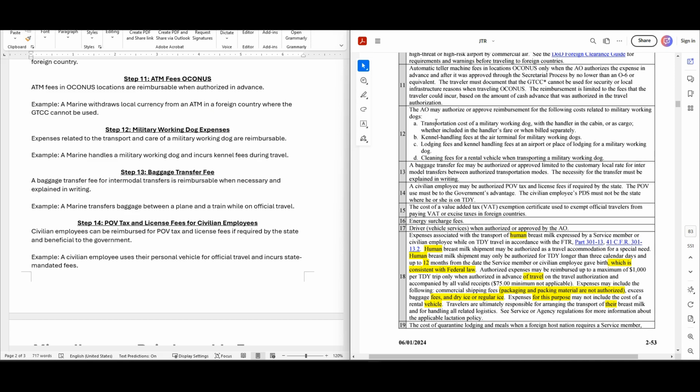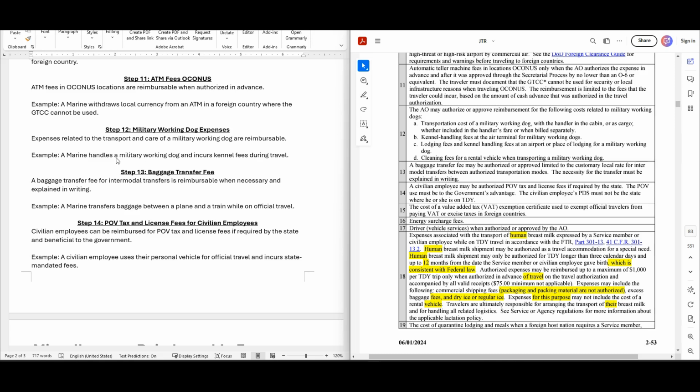Let's see, number 12. The AO may authorize or approve reimbursement for the following costs related to military working dogs: the transportation of the military working dog with the handler in the cabin or as cargo, whether indicated by the handler's fare or when billed separately; kennel handling fees at the air terminal; the loading fees and the kennel handling fee at an airport or place of lodging for the military working dog; and cleaning fees for the rental vehicle when transporting the military working dog. So again, whenever you're in one of these situations, these are the different types of fees that you're looking at specifically related to the costs incurred because of the military working dog.